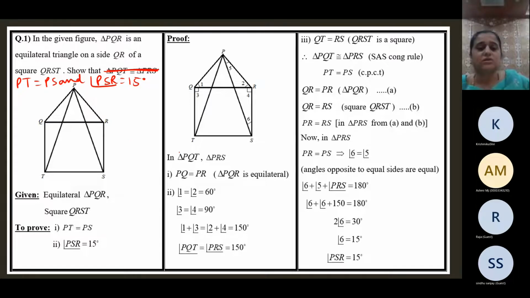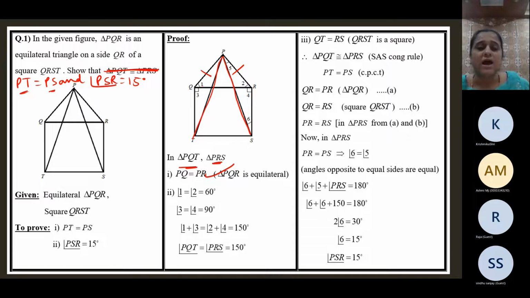So see here, children. First, take up the triangles PQT and PRS. Now the question is, why should we take up these two triangles? Because we'll have to show that PT is equal to PS. PT is a side of triangle PQT and PS is a side of triangle PRS. So we have to take up these two triangles. In these two triangles, PQ of this triangle is equal to PR of this triangle because triangle PQR is equilateral.